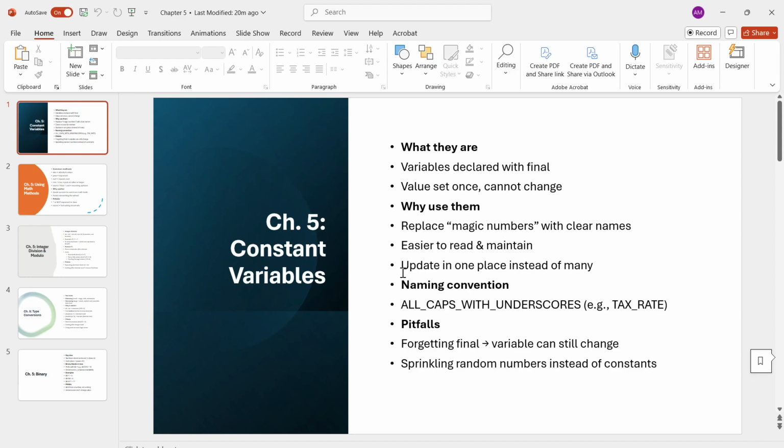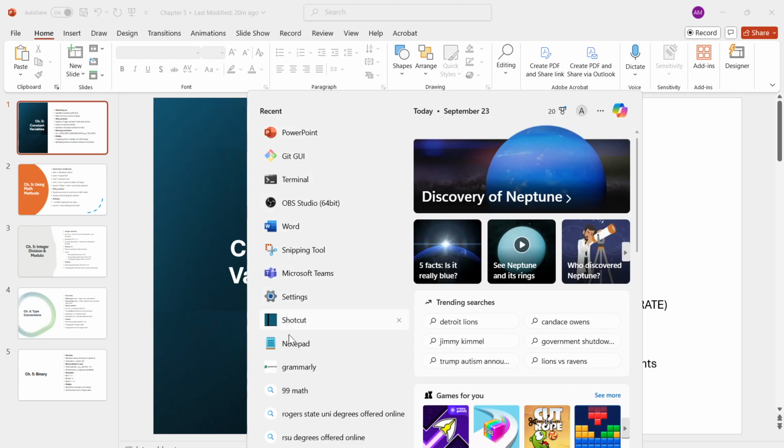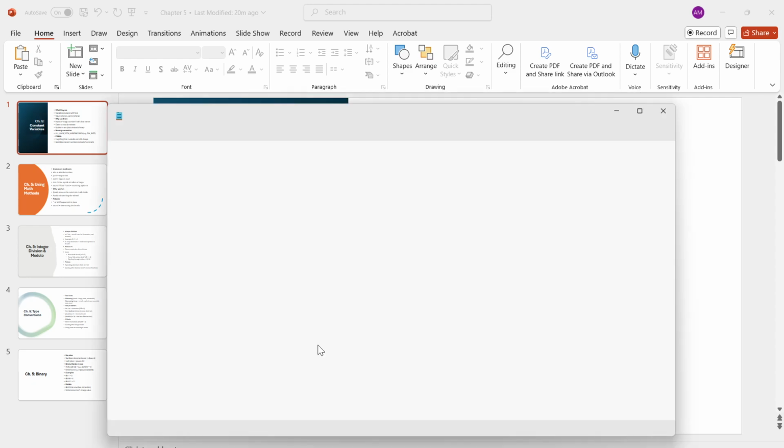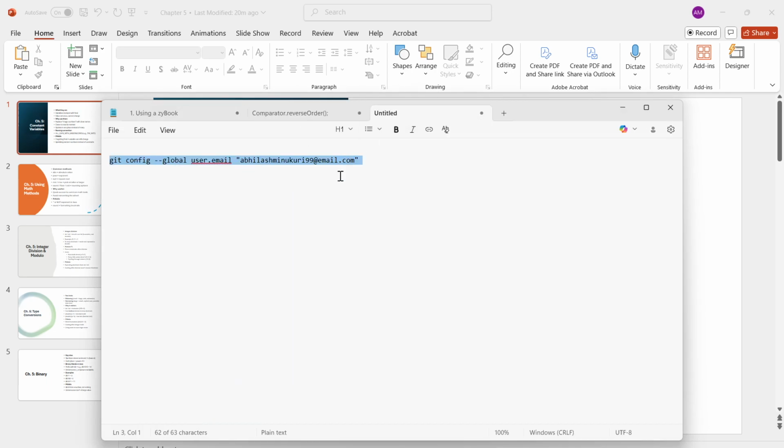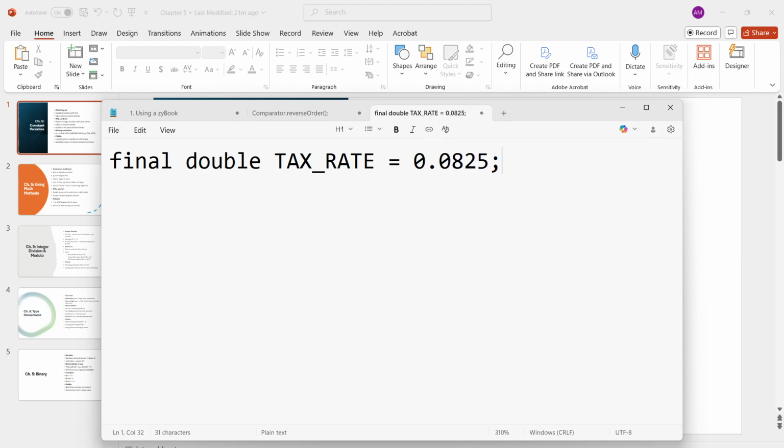0.0825 all over the place, we write it something like this. Let me do that. final, so constant double TAX_RATE is equal to 0.0825. So now whenever we need to calculate tax, we just use TAX_RATE.